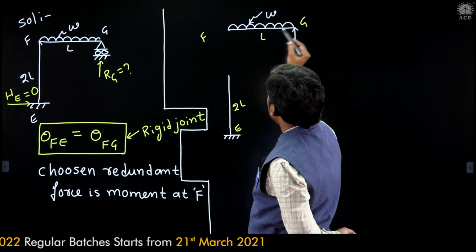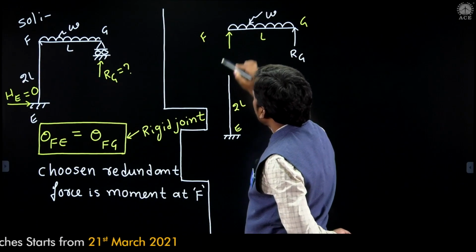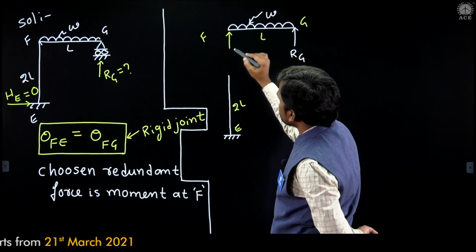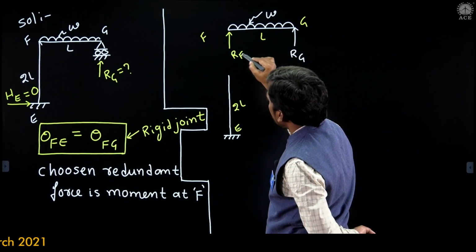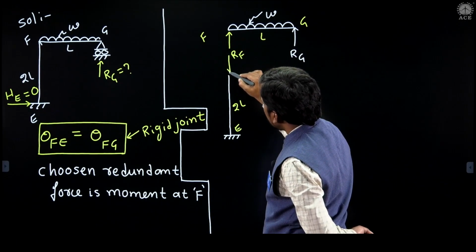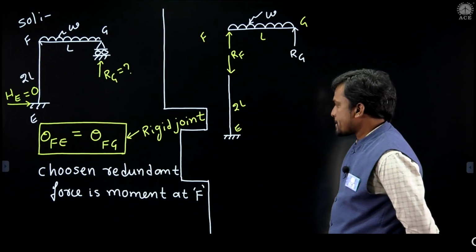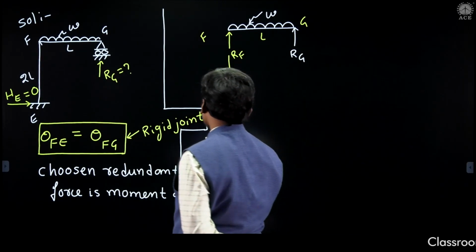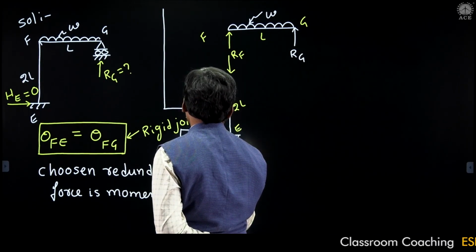Okay, now balance it. Then to balance this one, this is upward. Just consider this is reaction RF, upward. Then if it is up, to balance, this is down. Just free body diagram. Then here this is HE, right?